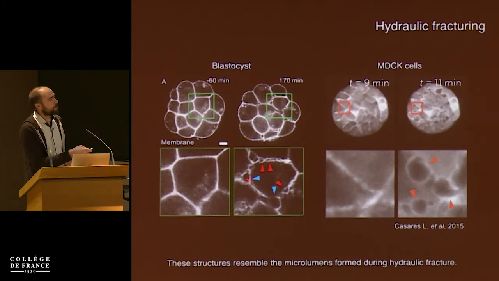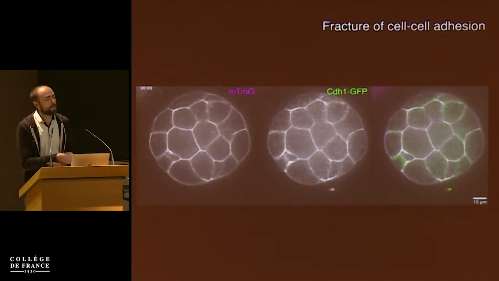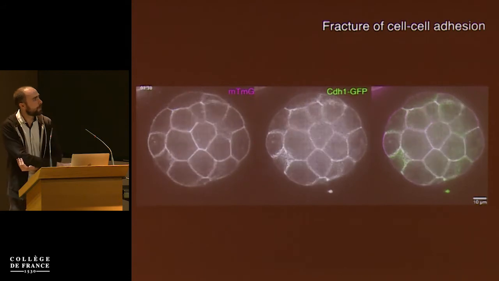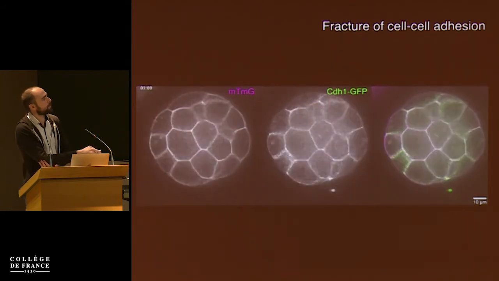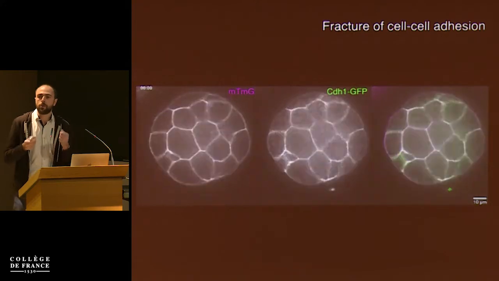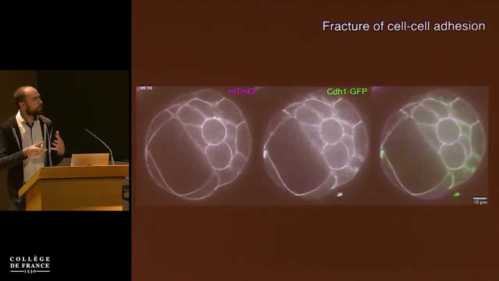We thought that those structures look very similar, and so we investigated whether there could be hydraulic fracturing happening in the embryo. As I mentioned, during this process of hydraulic fracturing in MDCK cells in vitro, the adhesion molecule E-cadherin is relocalized to the side when the fluid is pushing through. So we looked into the localization of E-cadherin using E-cadherin-GFP transgenic embryos. The membrane is in magenta here, and in green is the E-cadherin-GFP. You see that when the bubbles are forming, the E-cadherin is being relocalized. It is initially rather homogeneous at the cell-cell contact, and then it becomes more patchy.